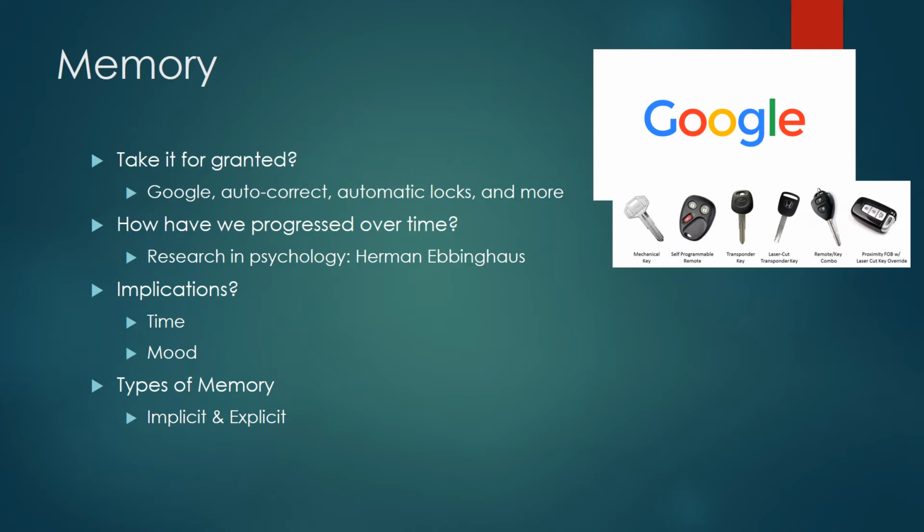Herman Ebbinghaus is well known for his initial work with memory and acted upon studying it. Ebbinghaus has shown us that there can be implications on memory, for example, time within different aspects of memorizing or being exposed to material, and also mood or sensations and feelings. He also explained different types of memory, which are implicit, which is involuntary recall, and explicit, voluntary recall.